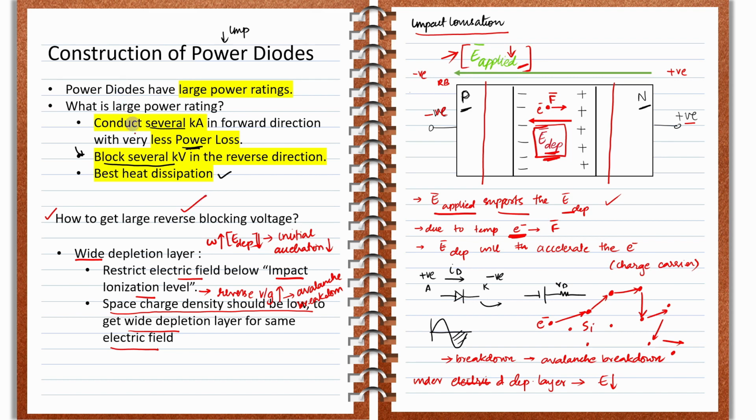Okay, so you have understood that to get large reverse blocking voltage, you need a wide depletion region. So the question is how you are going to get this wide depletion region. There are two solutions here. Let us see. In solution number 1, you use a lightly doped PN junction.